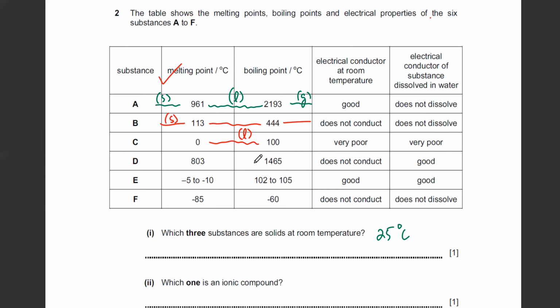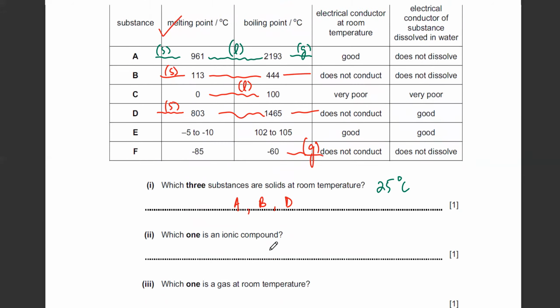And this one at 25, what would it be? A solid, okay, that's a solid. So the answer to this is A, B, and D. The fifth one would also be a liquid. And what would this be at 25? No, it's not going to be a liquid. Oh, wait, sorry. It's going to be a gas. 25 is much higher than the boiling point, so it's not in the middle. It's not lower than this. It's going to be a gas.